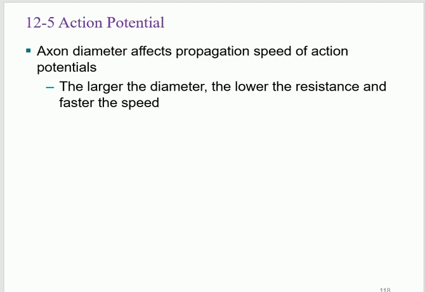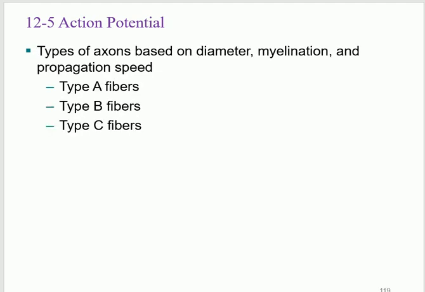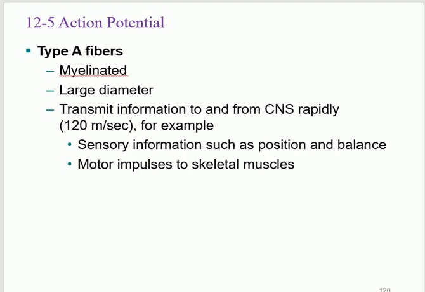So we have three categories now: fastest, intermediate, slow. Clear? Fastest, large diameter myelinated. Intermediate, large diameter unmyelinated or small myelinated. Last category, the slowest of all, small diameter and unmyelinated. You got the two bads. These are the three different types of neuron: type A, type B, type C. Type A is the fastest, type B is in the middle, type C is the slowest.